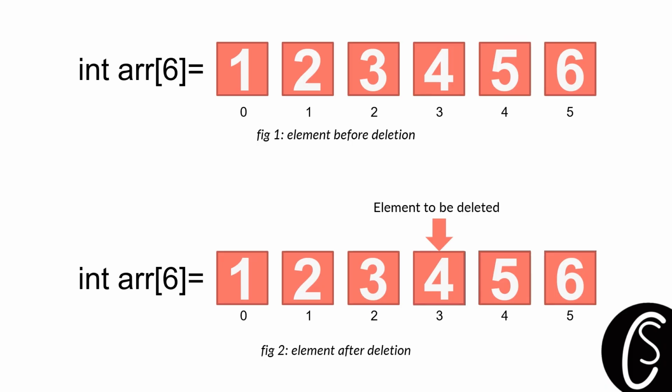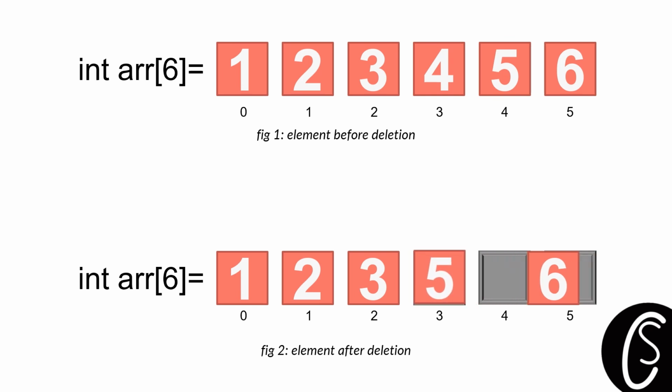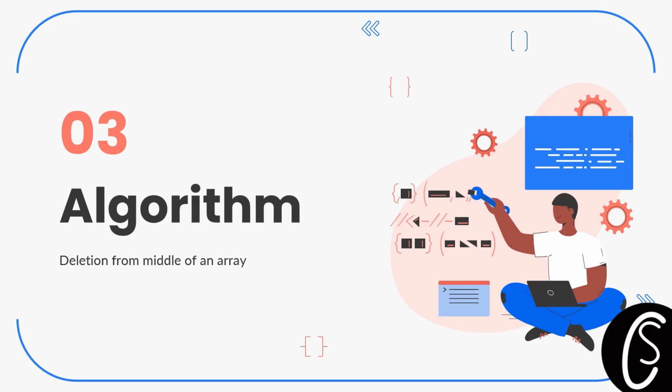In figure 1, there is an integer type array holding 6 elements. Our task is to delete the element present at index 3. We deleted the element present at index 3. After deletion, we need to shift the element present at index 4 to index 3 in order to fill the gap. The same is done with the element at index 5. It is shifted to index 4, which is vacant due to shifting of the element present at index 4 to index 3.